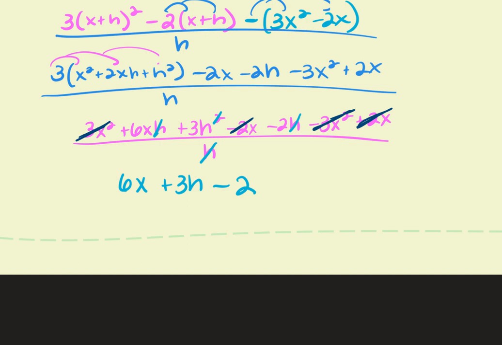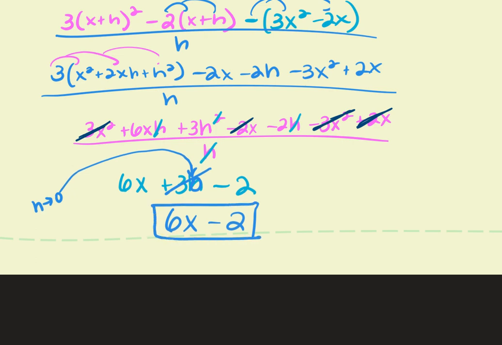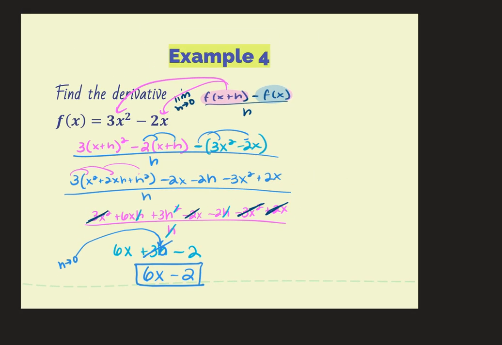One more step here, and that is find the limit as h approaches 0. So I plug 0 in. That eliminates this, and I get 6x minus 2. And that is the derivative of this function. So I can use that to find the slope at any point.